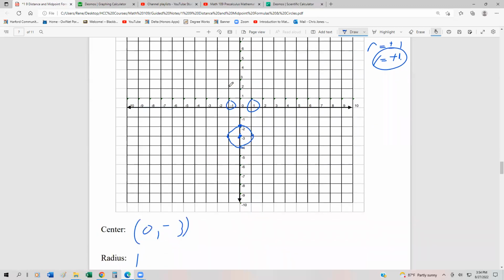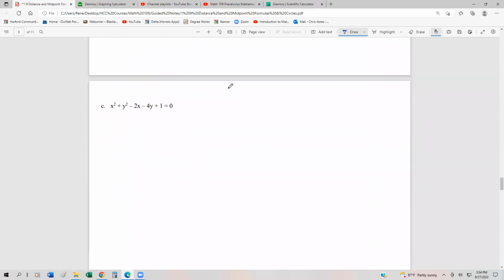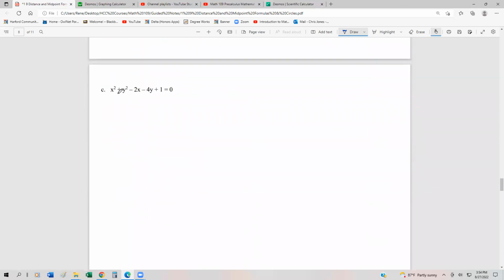All right, now sometimes we're not given the equation. So let's take a look at an example such as x squared plus y squared minus 2x minus 4y plus 1 equals 0. So essentially what happened was somebody FOILed this out, and what we have to do is get to the original equation. Here's the way we're going to do this. We're going to use something called completing the square.